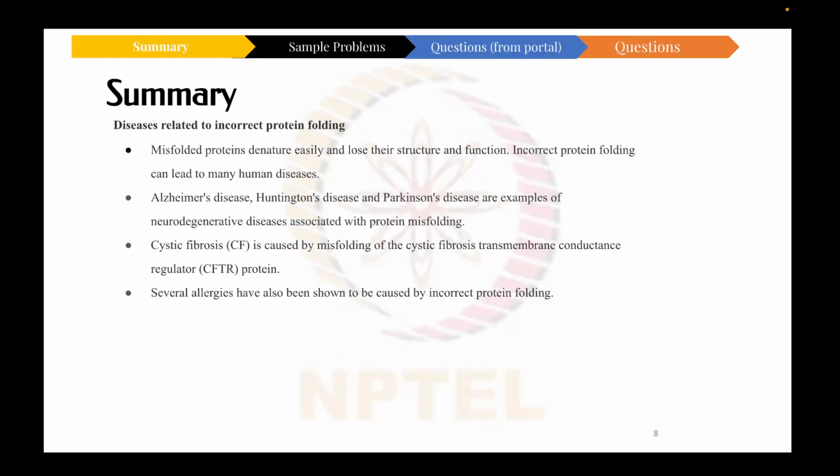Cystic fibrosis is a fatal disease caused by misfolding of the CFTR protein, which is the cystic fibrosis transmembrane conductance regulator. In most cases of cystic fibrosis, the phenylalanine at position 508 of CFTR is deleted, causing misfolding of the regulator protein. Several allergies have also been shown to be caused by incorrect protein folding.